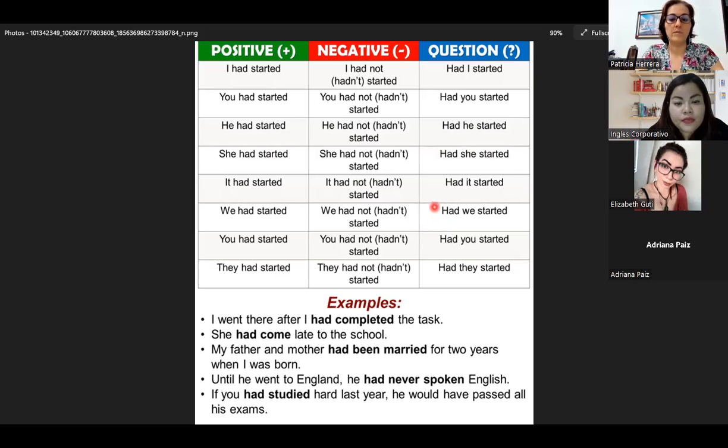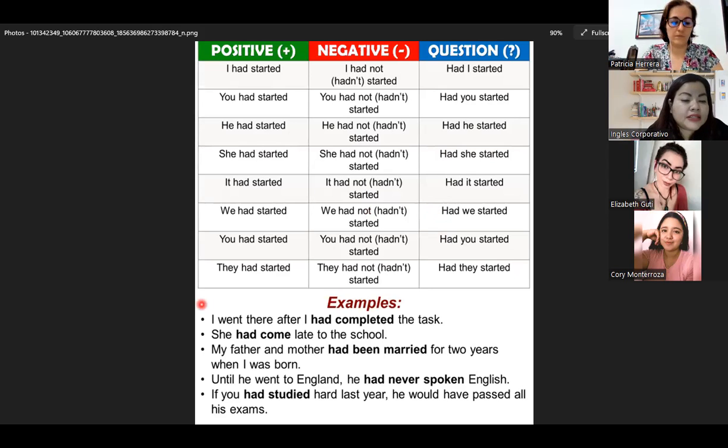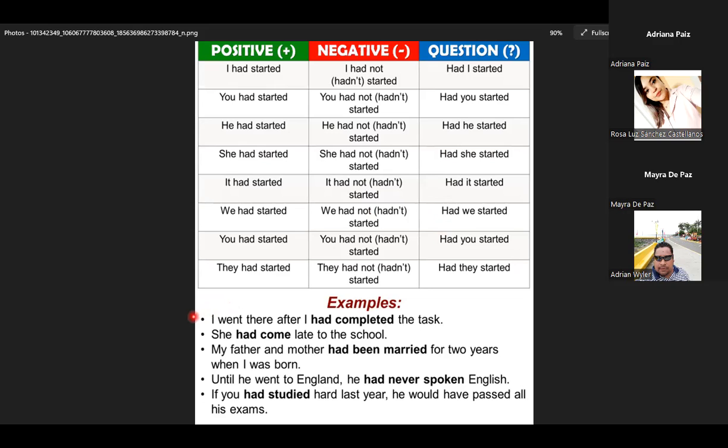Okay, Connie? Okay, teacher. Okay, let's see your example, Mayra. Rosa, hi, Adrian. Welcome to the class. Thank you, teacher. Adriana. Your example, Rosa Luz. Okay, let's see. More examples, no more?